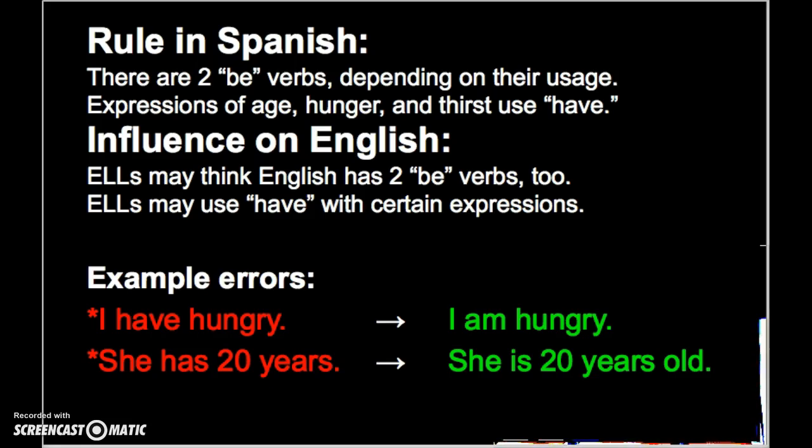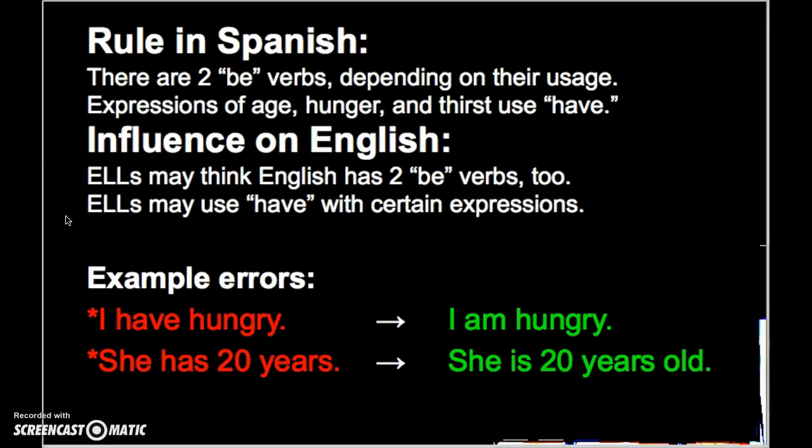And the second rule in Spanish we're going to look at is that there are 2 be verbs, estar and ser, if you know Spanish. But if you don't, just remember that they're different depending on their usage. And then also we have in Spanish that any kind of expressions of age, hunger, and thirst, where in English we would usually use the be verb, in Spanish we use have.